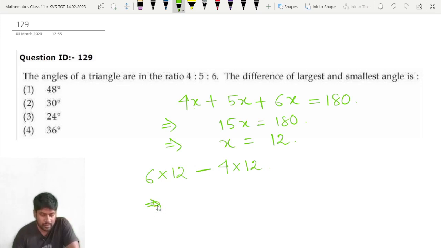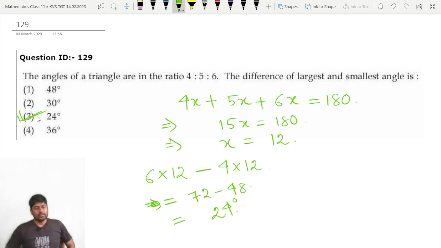Okay, so what we will get, equals to 72 minus 48, that is equal to 24. I think 24 degree. Okay, 24 degree. So option 3 is the correct answer. Okay, question number 129, option 3 is the correct answer.